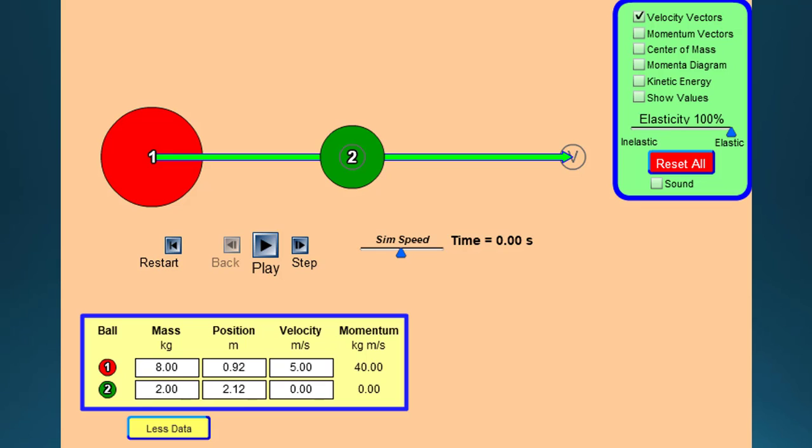So let's look at this PhET simulation, and this is what your lab is going to be about today. We have a red ball that's going to collide with a green ball. And let's start with the initial conditions. The red ball has a mass of 8 kilograms and an initial velocity of 5 meters per second. So we can see that down here in this data part. We have a mass of 8 kilograms and a velocity of 5 meters per second. We have a green ball that has a mass of 2 kilograms and 0 velocity, so it's not moving at all. It doesn't have any momentum.